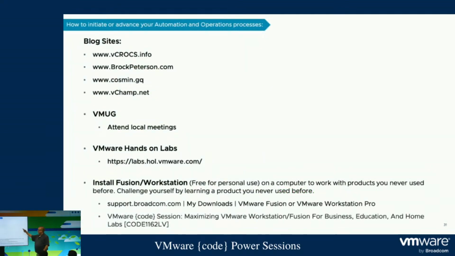So yeah, here are some good blog sites. We all pretty well blog about anything that's Aria related, which is now VCF Automation and Operations. If you want to play around with it, don't forget about Hands-on Labs. Local VMUGs sometimes talk about this. I go to my local VMUG and give demonstrations, and they did record these sessions. I did one yesterday on Fusion and Workstation that shows you how you could use that to start your automation journey.